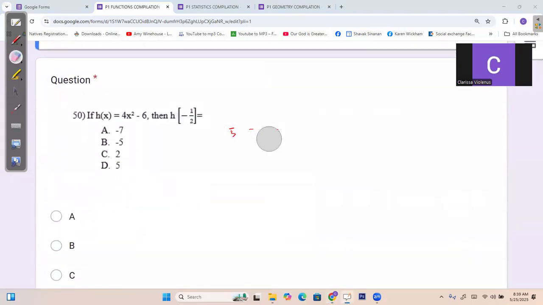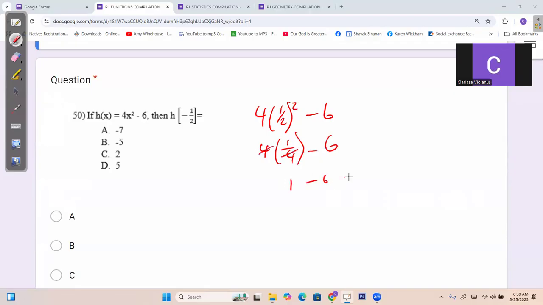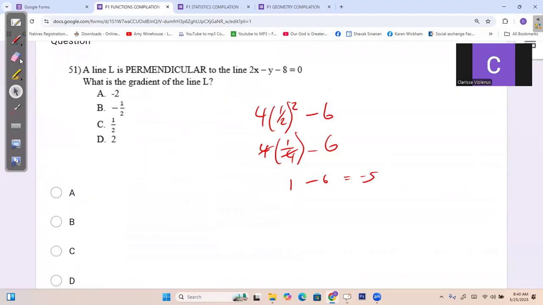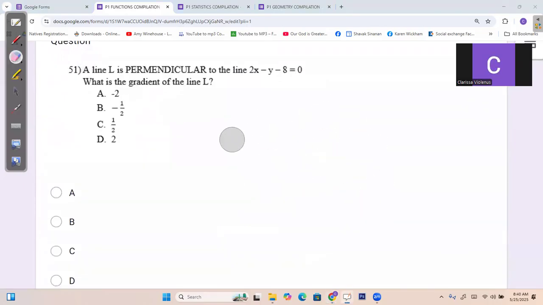All right, so we have this. We want to find h of negative a half. This is going to give people problems because they don't know how to calculate. Everywhere you see x, you put negative a half. So that's 4 times a half squared minus 6. A half squared is a half times a half, which is a quarter. So that's 4 times a quarter minus 6. This cancels, leaving 1. 1 minus 6 is negative 5. So your answer is B. If you don't know a half times a half is a quarter, write it out and you're going to see.